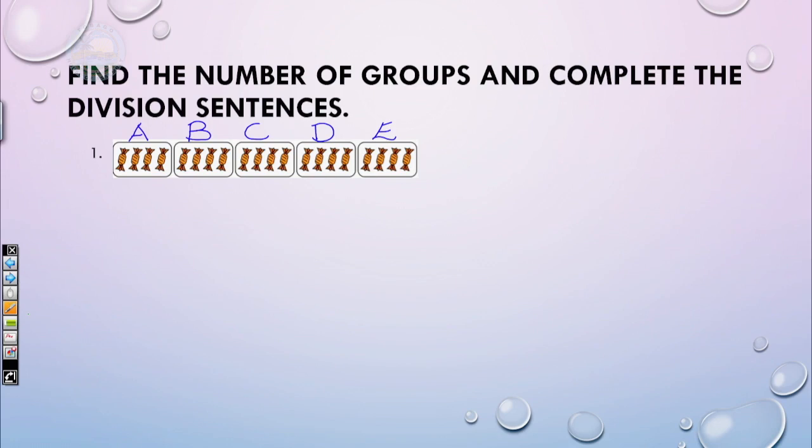In Group A, we have 1, 2, 3, 4 sweets. Group B, 4. Group C, which is the third group, 4. Group D, which is the fourth group, 4. And Group E, which is the fifth group, 4.